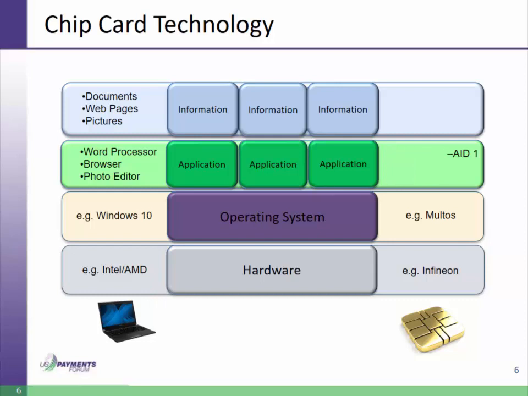Each application on the chip is represented by an application identifier, or AID. It is also possible for an application to be represented by more than one AID. This approach is used for the U.S. Common Debit AIDs, as we will see later in this presentation. Each application contains files with data that is referenced by the chip card and the terminal during an EMV transaction.